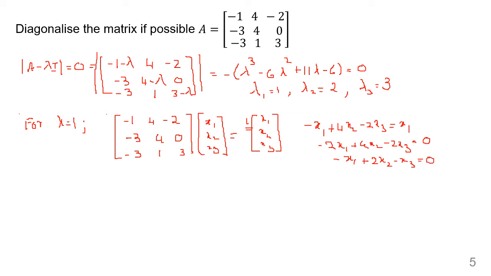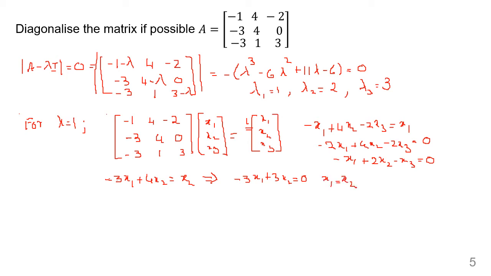Let us take the second equation. Second equation is minus 3x1 plus 4x2 is equal to x2, which gives you minus 3x1 plus 3x2 equal to 0. So therefore, x1 is equal to x2.